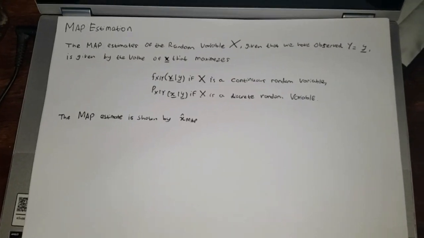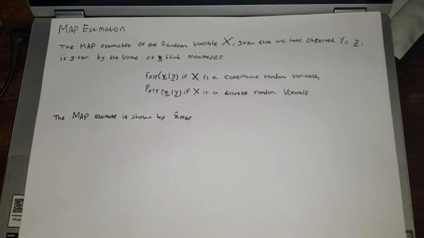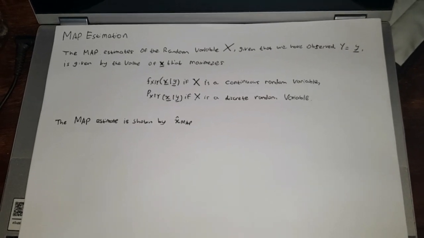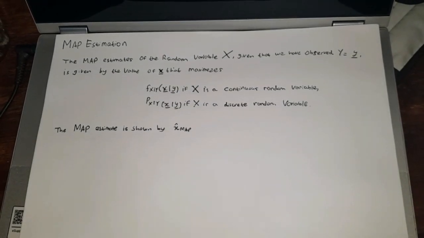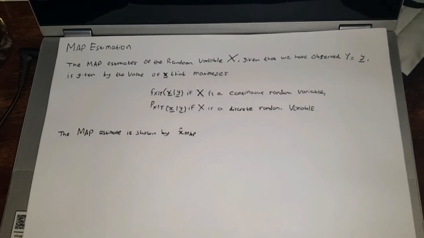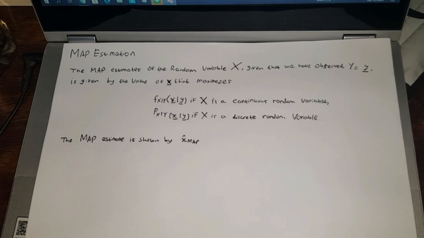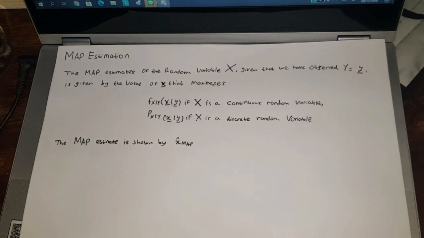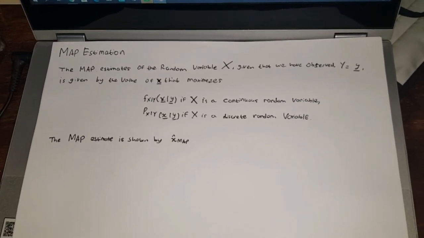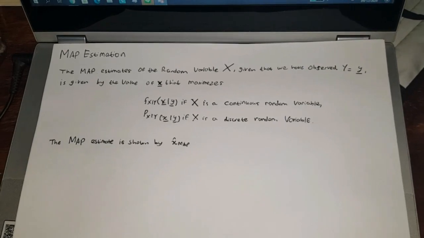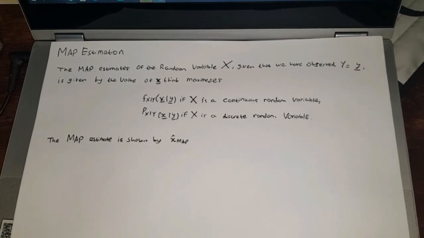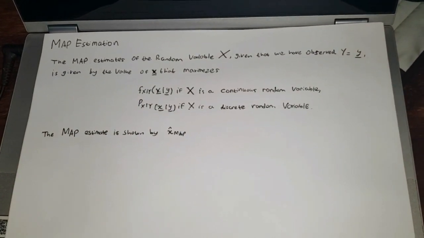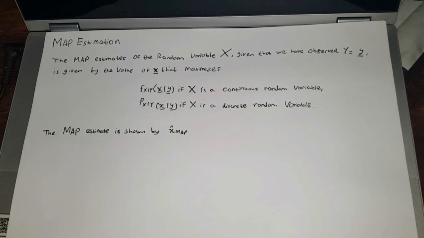Okay, after Naufal already explained to you the MAP estimation in general, now I will explain the MAP estimation in more detail. The MAP estimate of the random variable x, given that we have observed y equal to lowercase y, is given by the value of lowercase x that maximizes the function of x given y if x is a continuous random variable, and the probability of x given y if x is a discrete random variable. The MAP estimate is shown by x estimator MAP.